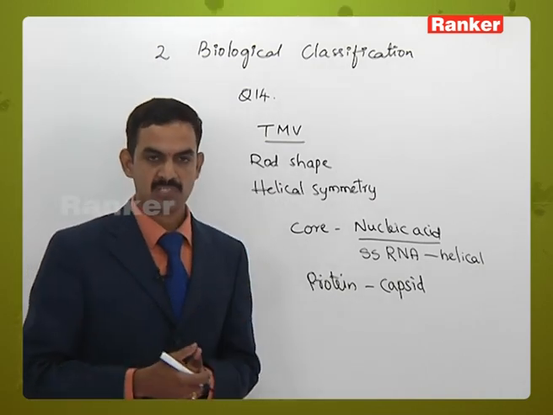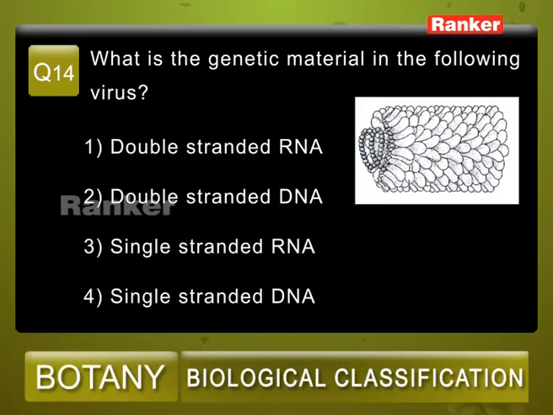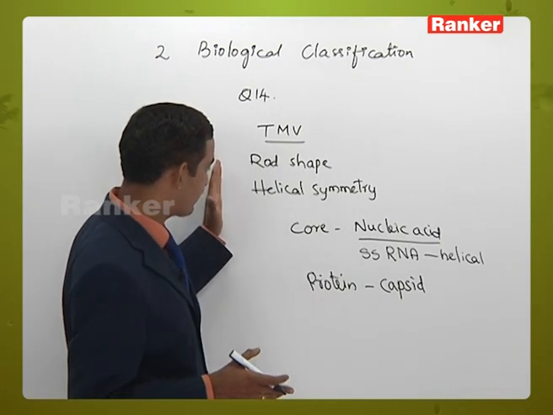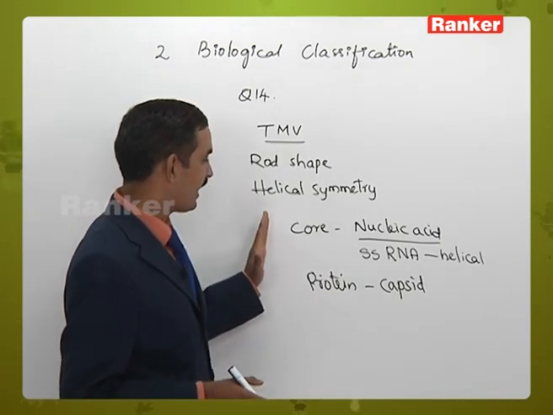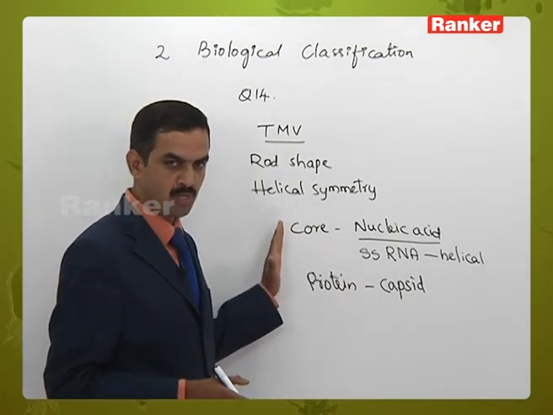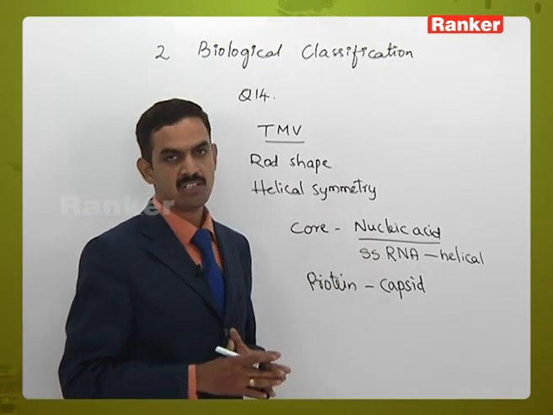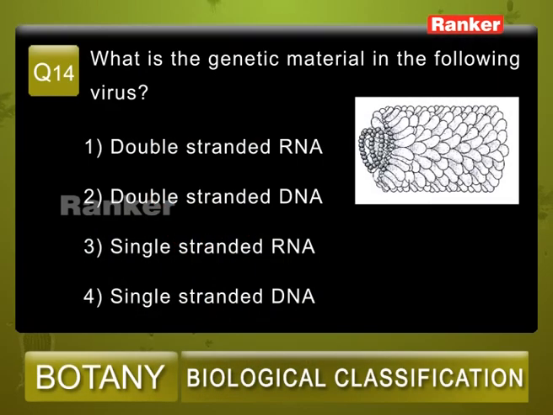So, the given options are: first one double stranded RNA, second double stranded DNA, third single stranded RNA, fourth single stranded DNA. As already we discussed, the TMV contains nucleic acid in the core region, which is made up of single stranded RNA. 14th question, the correct answer is 3.